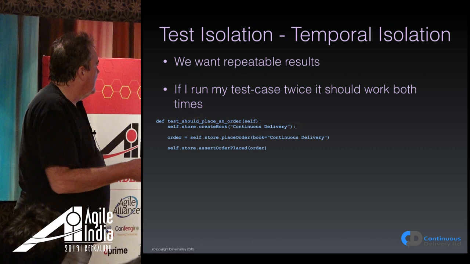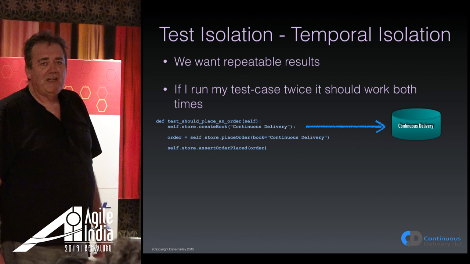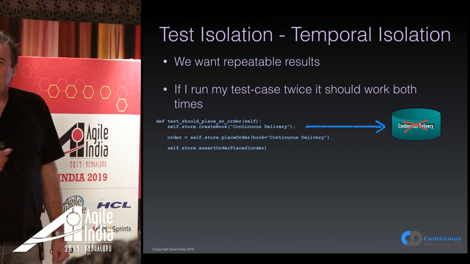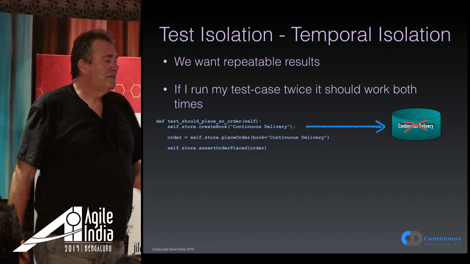If we run that test case the first time, somewhere in our system, somehow there's going to be a data store of some kind. And when we run this for the first time, we're going to create the book Continuous Delivery. And then when we run it for the second time, we're not in the same state anymore because the book already exists. Maybe there were other tests that went on and they changed the price of it, or they made it go up because it's such a good book, something like that. But anyway, it's going to invalidate the scenario.